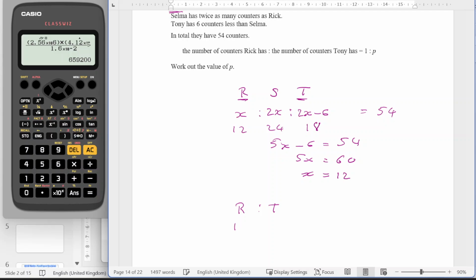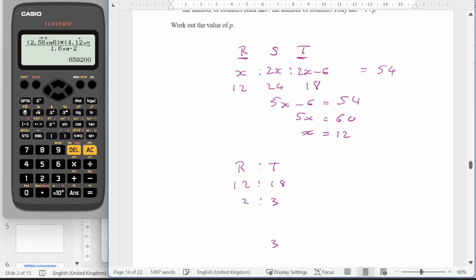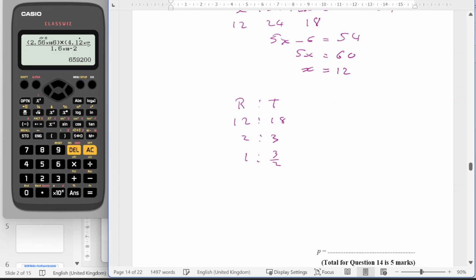So their ratio would be 12 to 18, which does simplify. 6 goes into them both, 2 to 3. But we want it in the form of 1 to n, so it would be 1 to 3 over 2 or 1 to 1.5. The P is either 3 over 2 or 1.5.